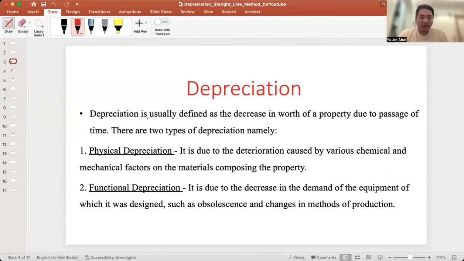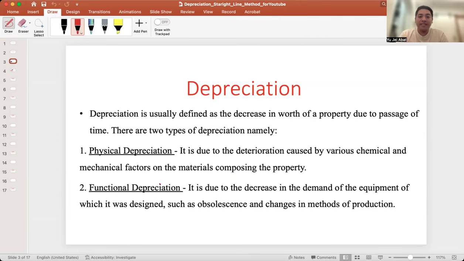So we have two types of depreciation. We have physical depreciation and we have functional depreciation. Physical depreciation is due to the deterioration by various chemical and mechanical factors on the materials composing the property. So it concerns the property here. Okay? And for number two, we have functional depreciation.